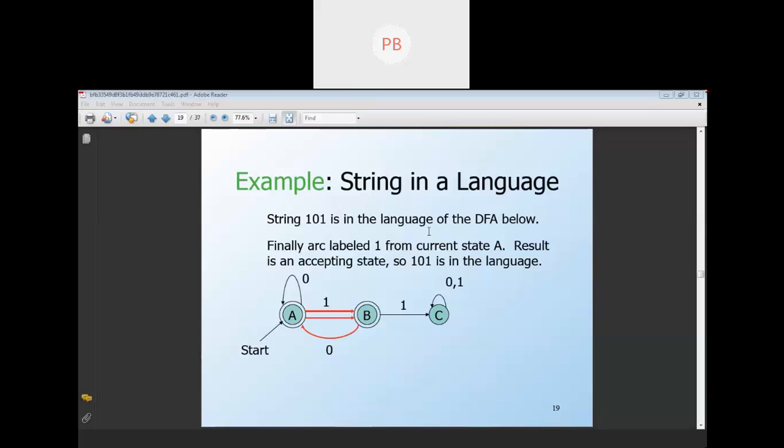Okay, write the question. Define a FA. FA means finite automata that accepts a set of strings such that every string ends in double zero, over alphabet or input symbol.